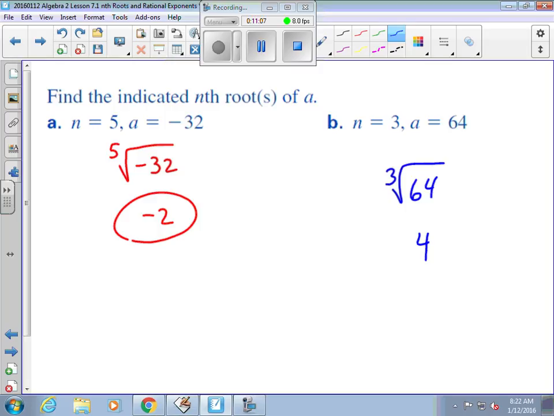And also, since our index is 3, since that's an odd number we said a minute ago, there is no negative value associated with this one. This one's not both positive and negative 4. That doesn't work, because if you do negative 4 times negative 4, you get positive 16, which would be right. But then when you multiply it by negative 4 again, it gives you negative 64, which is not what's under the radical. So only positive 4 works in this case. If you put negative 4, it would be incorrect.